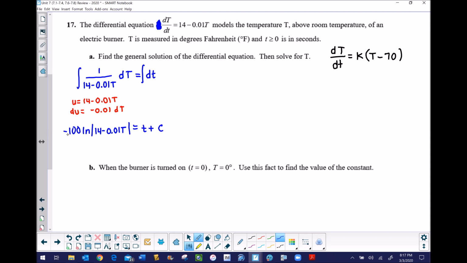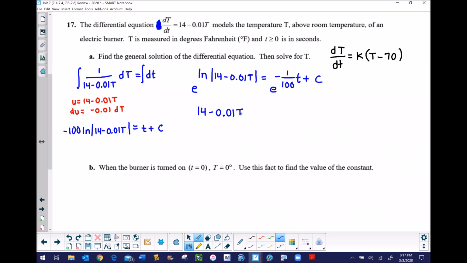So I would definitely divide both sides by 100 first, or negative 100, because I want everything away from this natural log before I start exponentiating. So there's the left side now. Here is the right side. Notice how the c will just chew up the negative 1 over 100. And now if we put an e here, the e and the ln knock each other out. 14 minus 0.01 t.